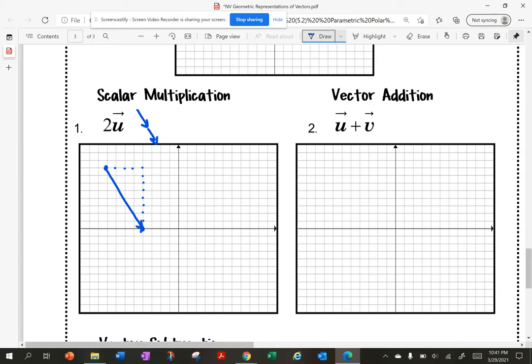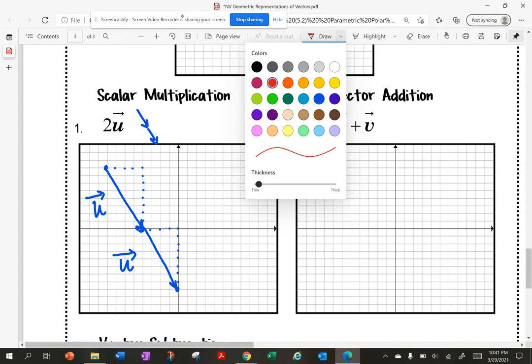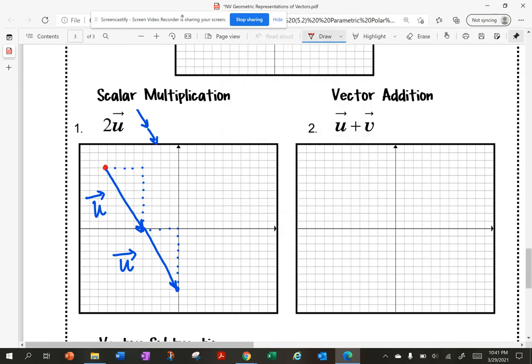And the second one, 4 to the right and 8 down. So here's my tip to tail. So I'm drawing tip to tail. So this is vector u and vector u. And then my resultant vector is from the original tail to the end tip. So this is vector 2u.